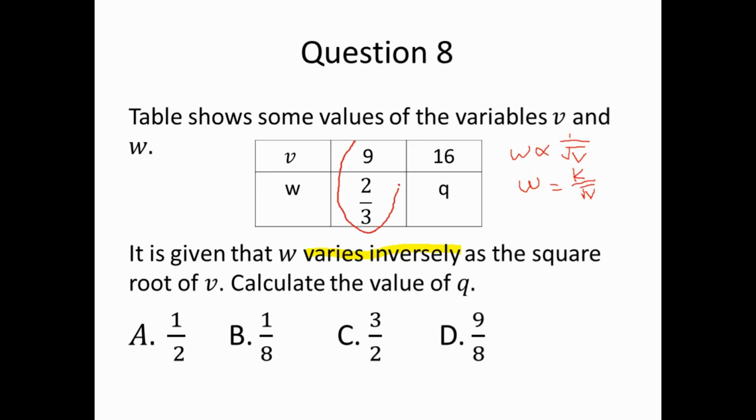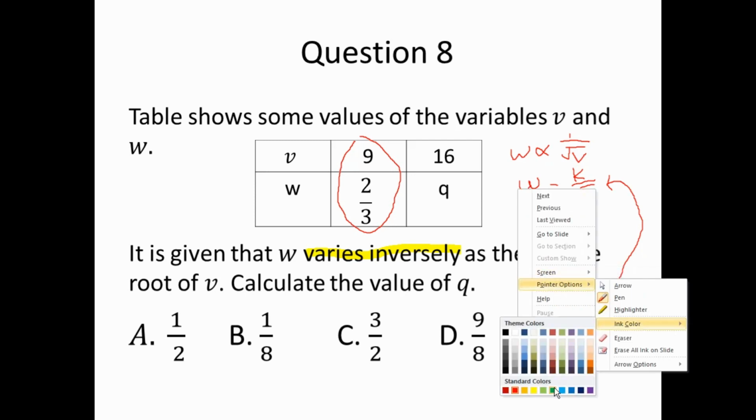Using the first pair of V and W, W equals 2 over 3 equals K over square root of V, where V is 9. Square root of 9 is 3. So 3 multiplied by 2 over 3 equals K. Simplify, so K equals 2. Then you put back the value of K into this equation: W equals 2 over the square root of V.